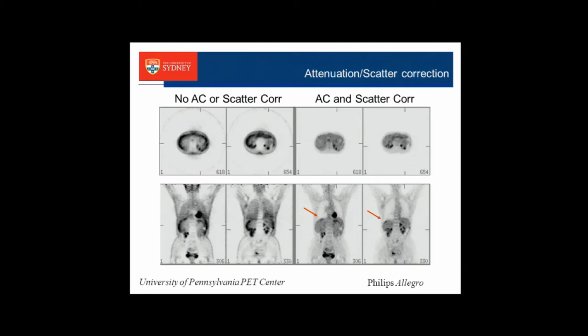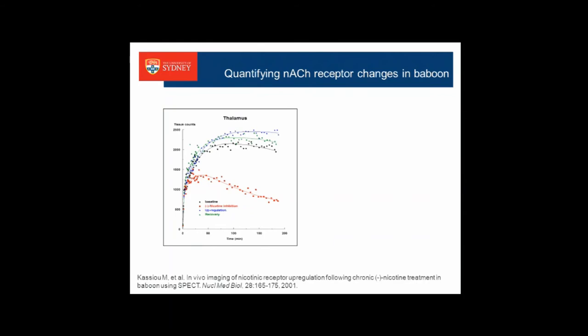And as well as allowing you to get artifact-free images, doing attenuation and scatter correction and taking care of how we do the reconstruction allows us to get quantitative results. And I really wanted to finish on that point. This is a point that we may expand on in this series of lectures next year.